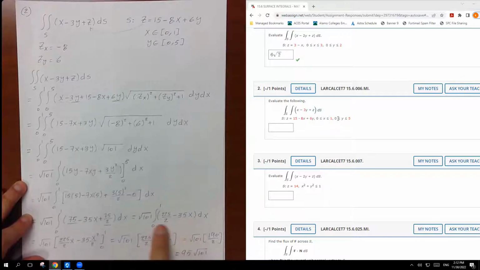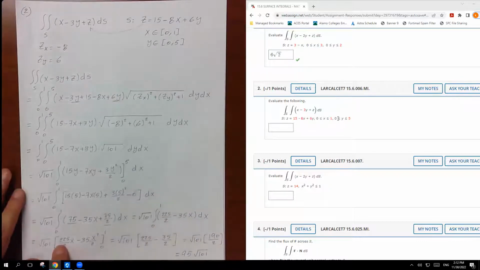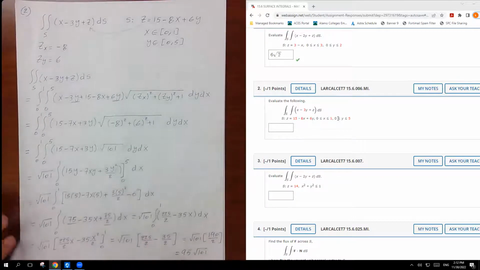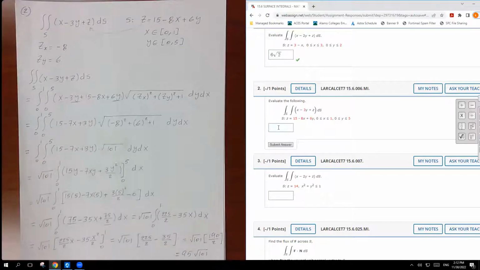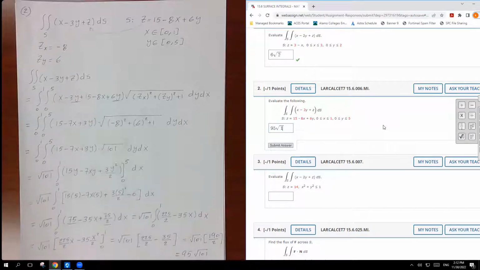Now we're going to find the integral with respect to x. So it's going to be 225x over 2 minus 35x squared divided by 2. Plug in the 1. So here's square root of 101 times 225 over 2 minus 35 over 2, because we have the same denominator. So it's going to be 190 over 2, and it's going to be 95 square root of 101. So for this, the result is going to be 95 square root of 101.